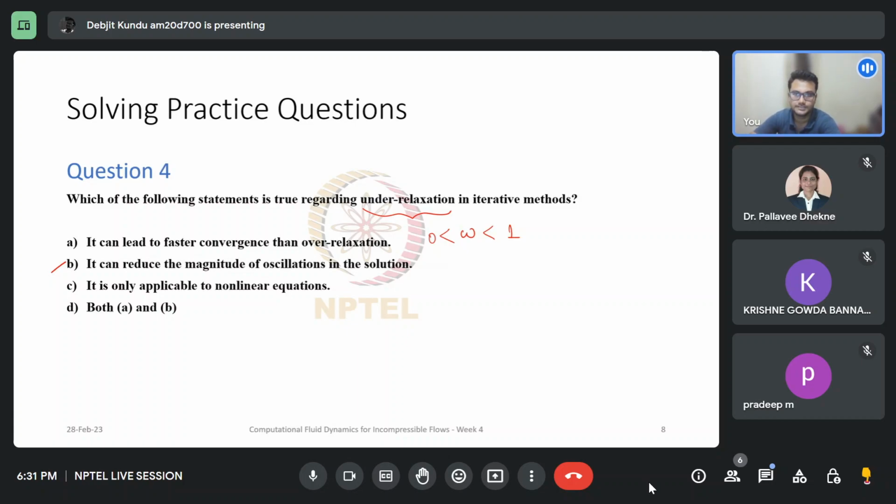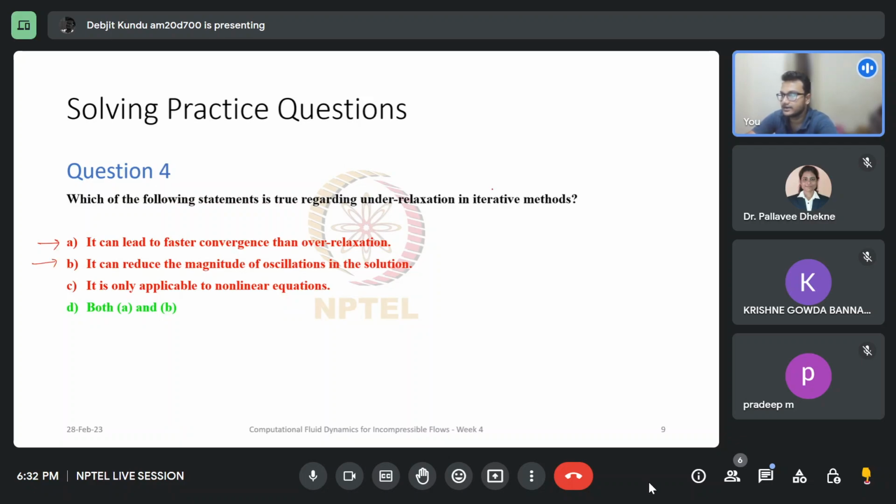So which of the following statements is true regarding under relaxation in iterative methods? Option A, it can lead to faster convergence than over relaxation. Option B, it can reduce the magnitude of oscillations in the solution. Option C, it is only applicable to nonlinear equations, or is it D, both A and B? Okay, we have another answer in favor of option D, that is both A and B. So let's have a look at the solution. The correct answer is option D, that is both A and B are correct.